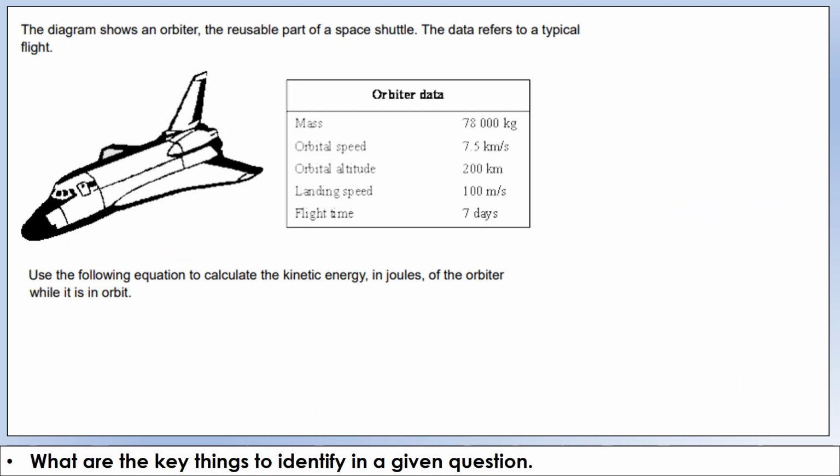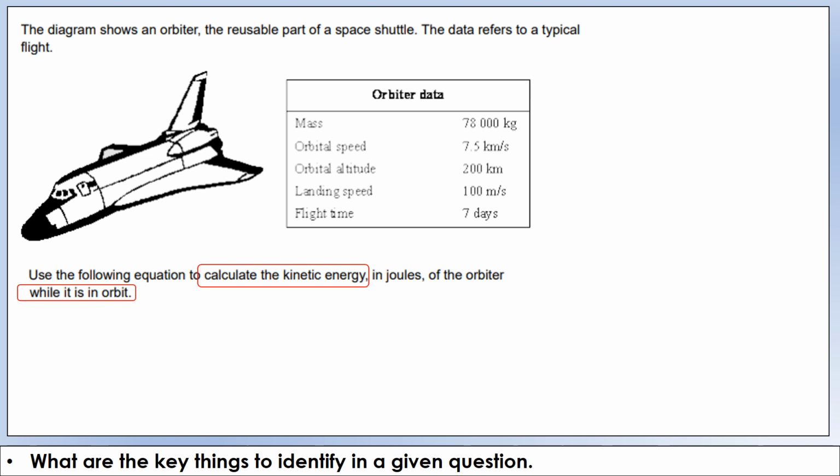Okay, so let's have a look at another question. Again, first thing we're looking for, what are we trying to do? We're trying to calculate the kinetic energy. That's what we're trying to work to and how we're going to get there. So this is a calculation type question. So now we're like, okay, let's scan our question, find the quantities.